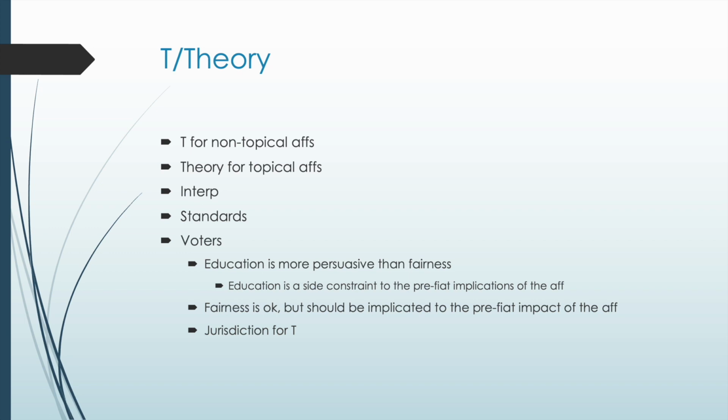Then when it comes to voters, generally speaking, I think most judges would find education more persuasive than fairness when it comes to K Affs, because education is a side constraint to the pre-fiat implications of the Aff. Basically, if the Aff is a bad educational model, it doesn't matter how good its discourse is because nobody learns from it. And fairness is okay as a voter, but it should be implicated to the pre-fiat impact of the Aff. So talk about things like recruitment and the existence of the activity.